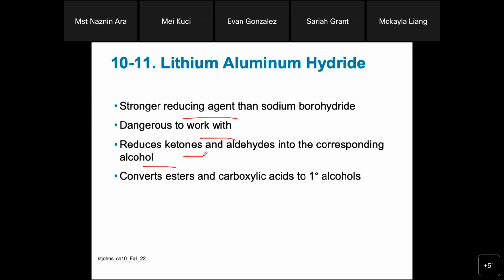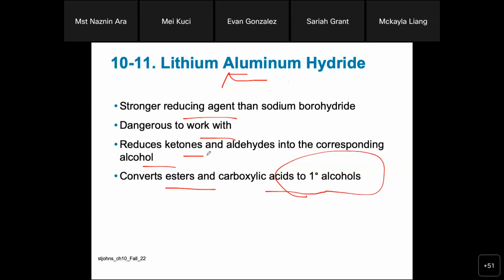That means if you have a secondary ketone, you will get a secondary alcohol. If you have a tertiary ketone, you will get a tertiary alcohol. If you have a secondary aldehyde, you will get a secondary alcohol. It can even convert esters and carboxylic acids to alcohol. When I was a student, I looked into the reagent, because it's very simple to understand and remember. We know that this is the reducing agent, so what type of reaction can they do?